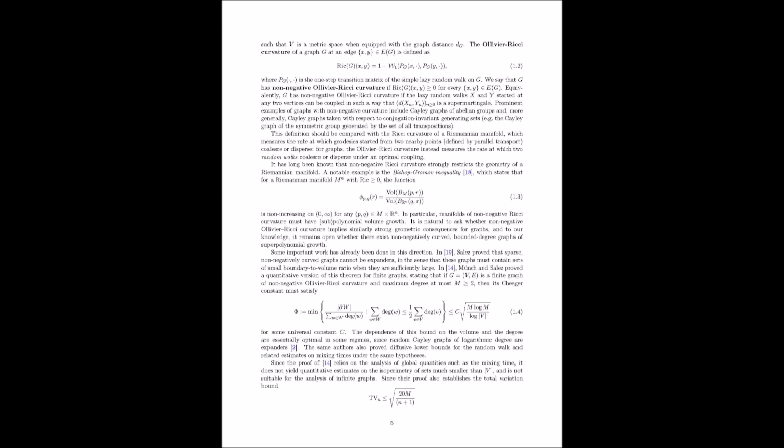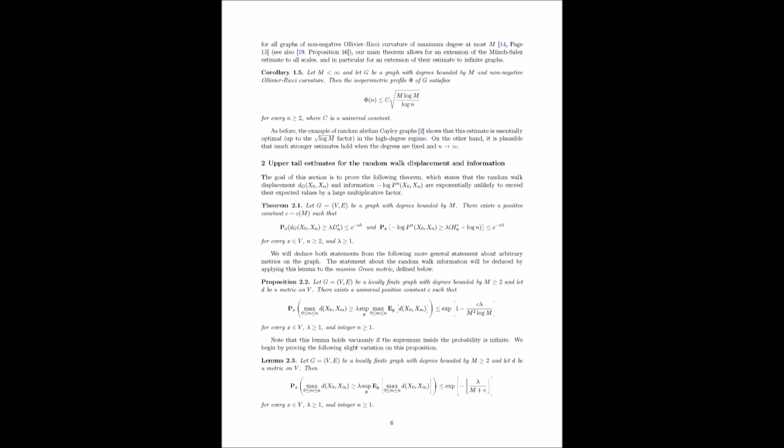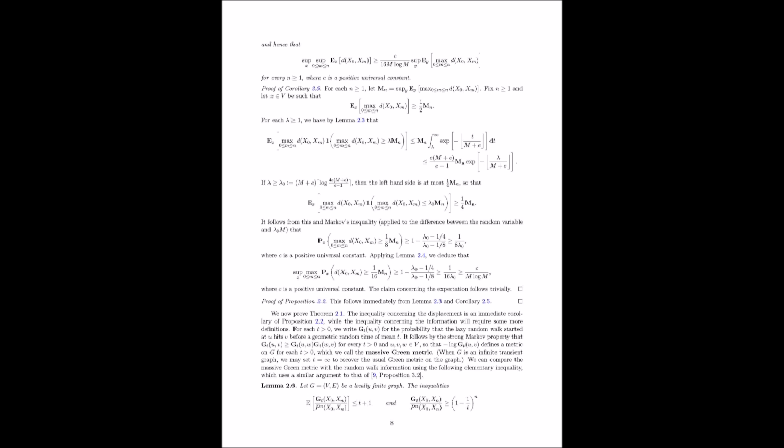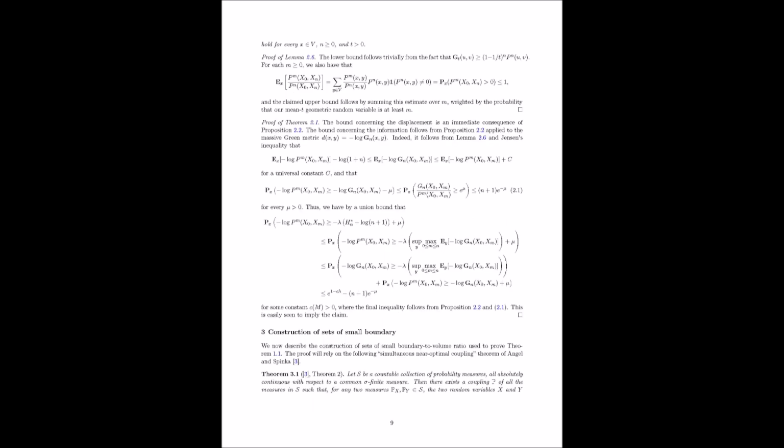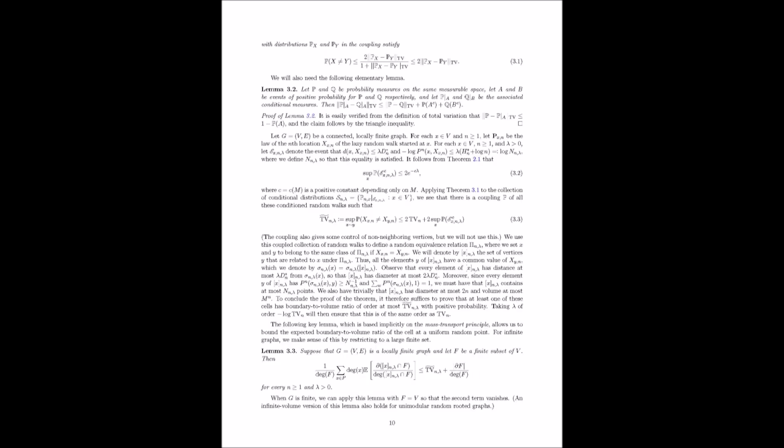Exactly. And these bounds aren't just theoretical curiosities. They're really the linchpins that allow the authors to do that construction of those tightly knit regions with small boundary to volume ratios. Yeah. So those technical results about tail bounds actually have really profound implications for the overall geometry of the graph. Exactly. And it underscores this very deep and often very subtle interplay between the dynamics of random walks and the static properties of the underlying structure of the graph.